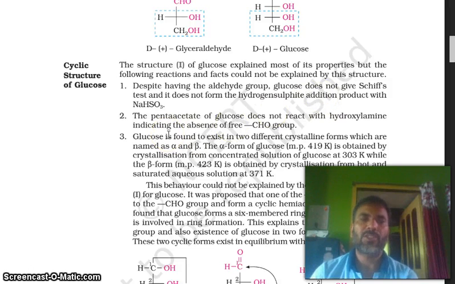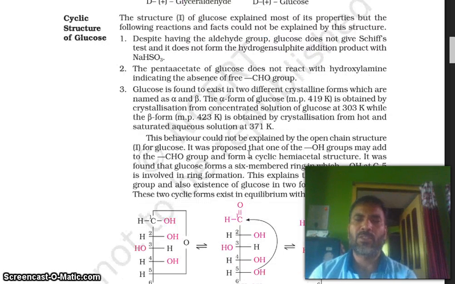Now, the cyclic structure of glucose. Despite having an aldehyde group, glucose does not give Schiff's test, and does not form the hydrogen sulfite addition product with sodium bisulfite. The pentaacetate of glucose does not react with hydroxylamine, indicating the absence of a free CHO group. Glucose is found to exist in two different crystalline forms, which are named alpha and beta.